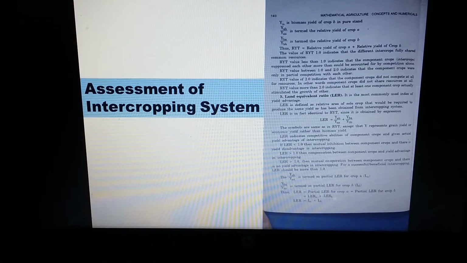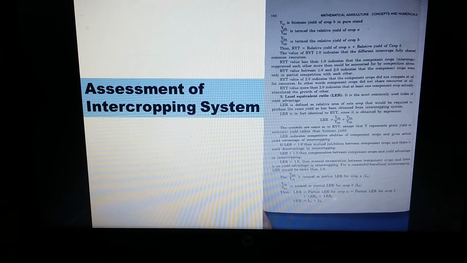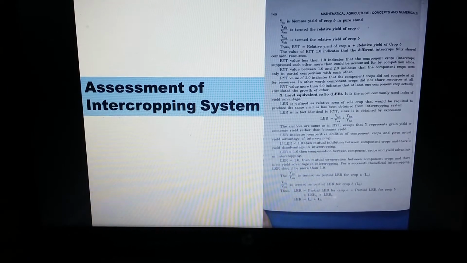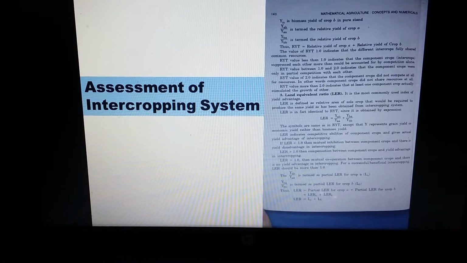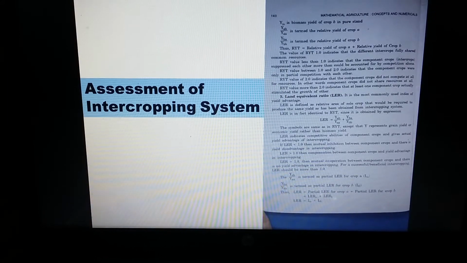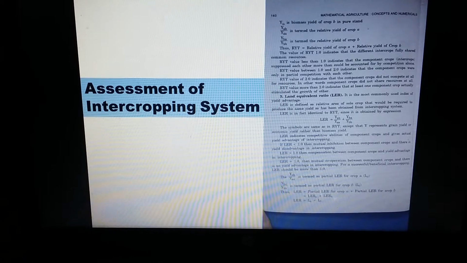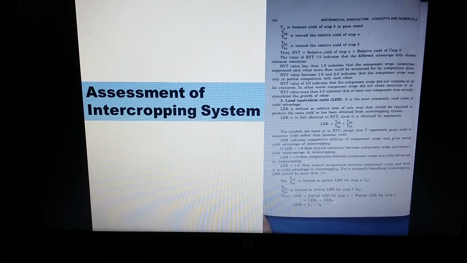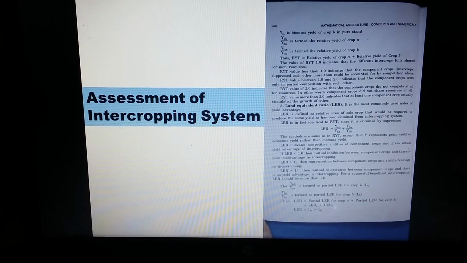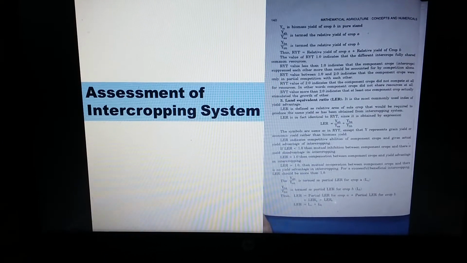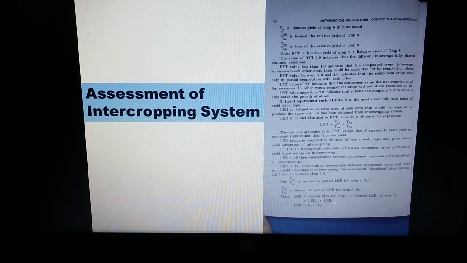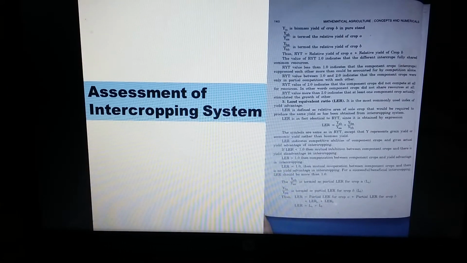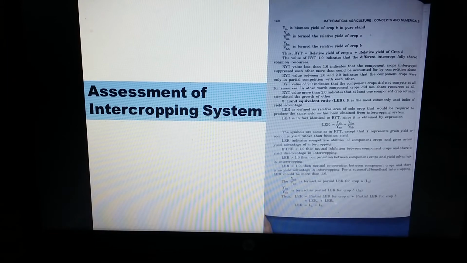If the relative yield total value is 2, then it indicates that the component crops did not compete at all for the resources. In other words, component crops did not share the resources at all. If the relative yield total value is more than 2, that indicates that at least one component crop actually stimulated the growth of the other. Now coming to the next equation, that is the land equivalent ratio, that is LER.